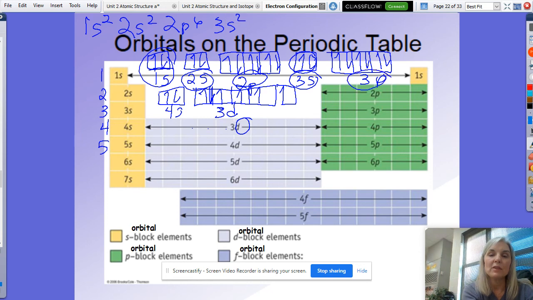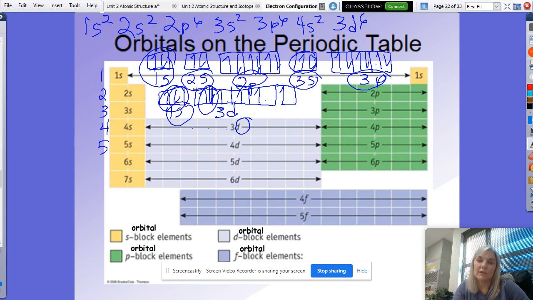And then now I'm at 3p. So I'll put 3p. I have 6 arrows. So I'll put 6. And now I'm at 4s. And that's 2 because we have 2 arrows. And now we're at 3d, and I have 2, 3, 4, 5, 6. So that is your electron configuration for iron.